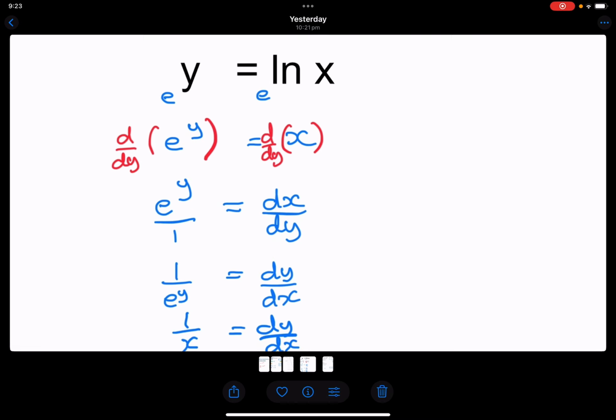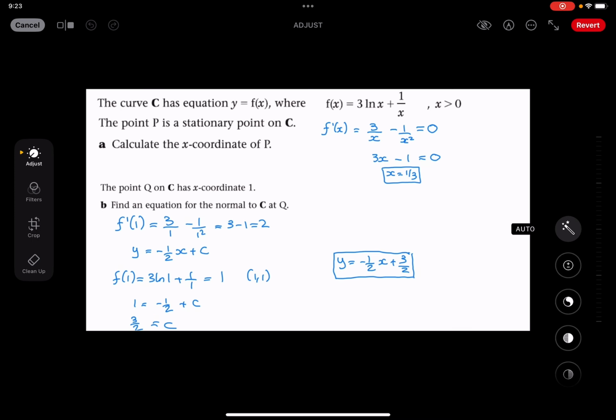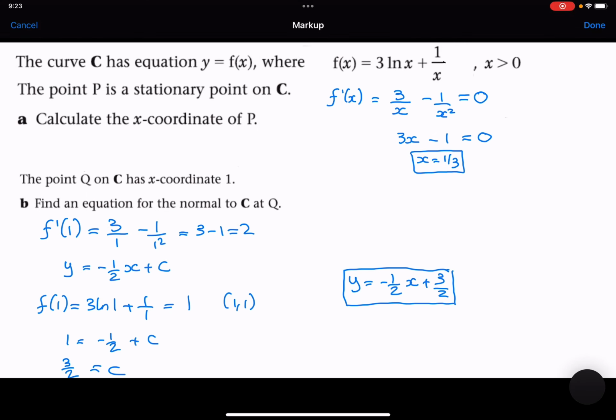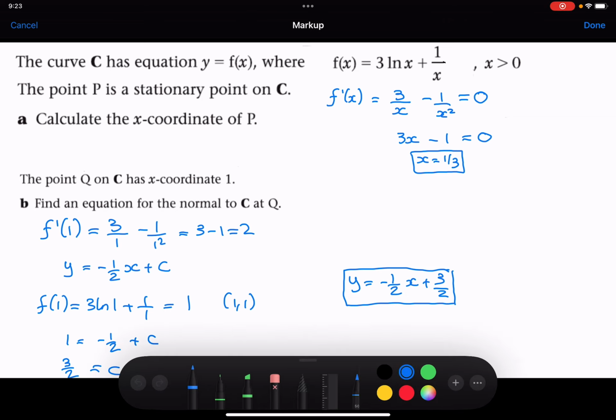Let's now see an example of me using that. I've already shown all my working out here, but I'll just talk you through it. In this question, we've been given the curve, which is 3 ln x plus 1 over x, where x is greater than 0. And we've been told that P is a stationary point. We need to work out the x-coordinate of P. So stationary point, I'm thinking that the gradient f dash needs to equal 0.